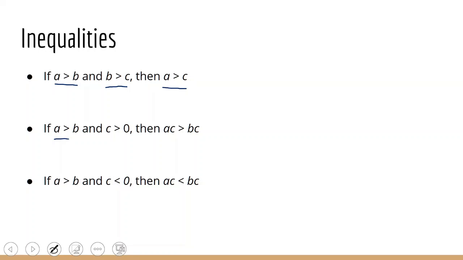Next, if we have two numbers, again, where a is greater than b, and we have a third number c, which is positive, if we multiply both sides by that positive number, we still have an inequality in the same direction. On the other hand, if we have a is greater than b, but c is negative, if you multiply a and b by c, we would go ahead and reverse the inequality direction.